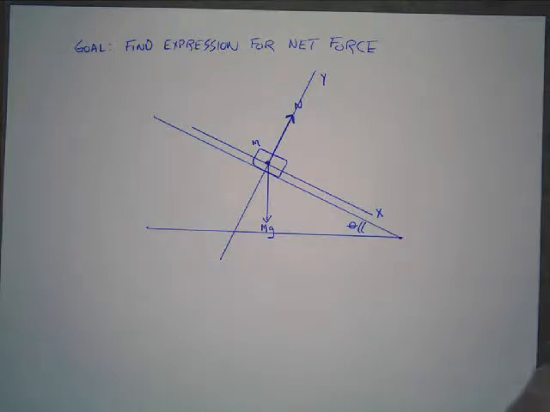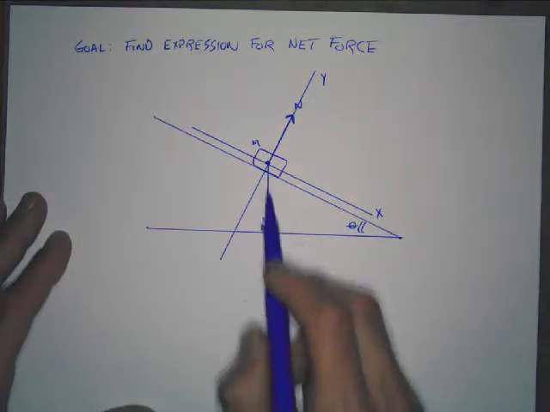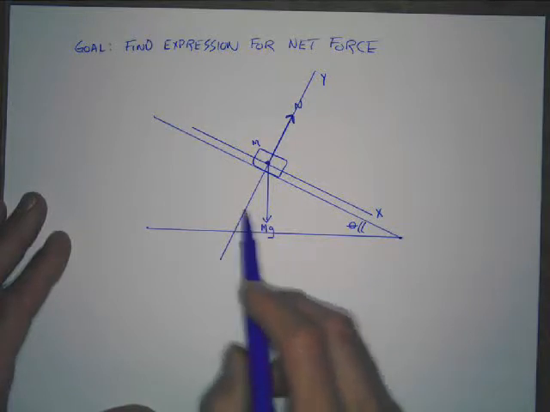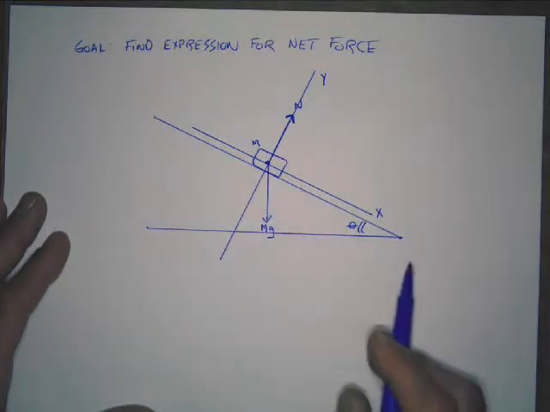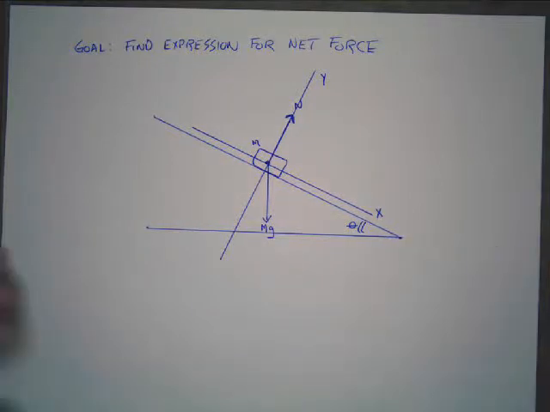So that's kind of the hard part, right? Figuring that out. Because now if you look at this picture, you can see that the weight vector, which goes straight down, is going to have a component which goes in the negative y direction. And the weight vector is going to have a component which goes in the positive x direction. And those components are going to be what determine the motion of this object. So how do I find the components?